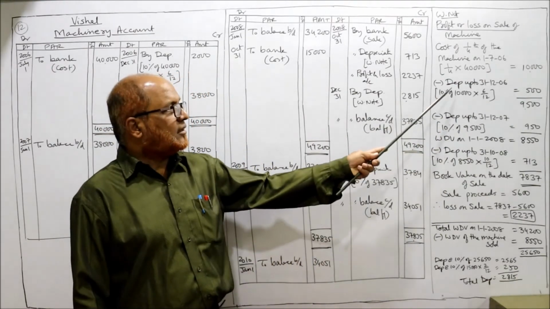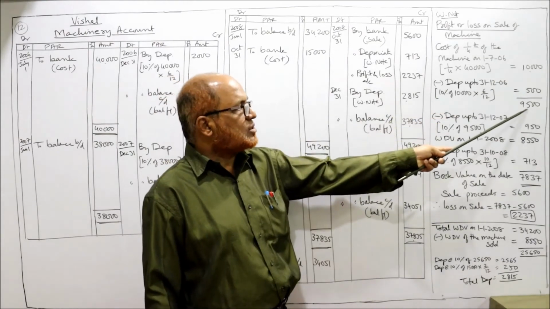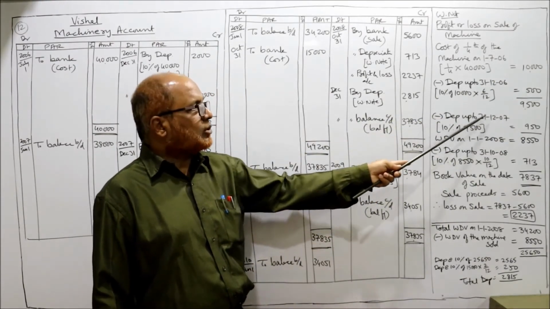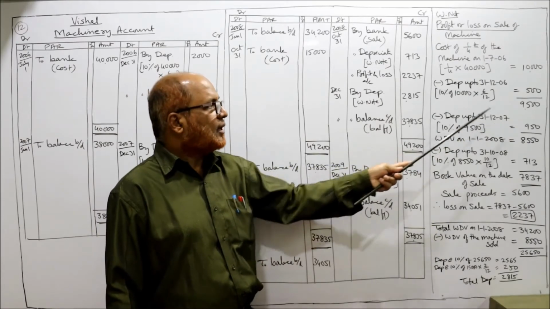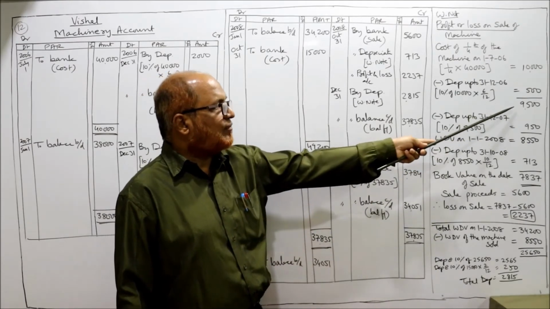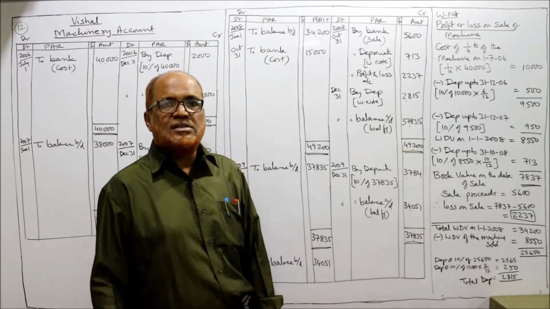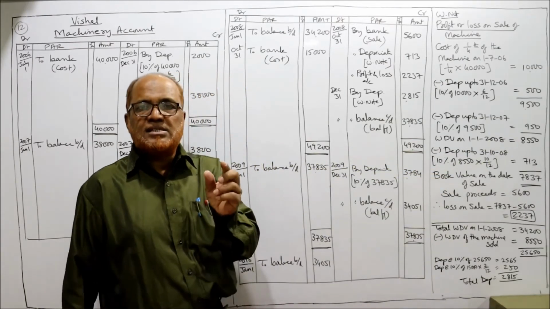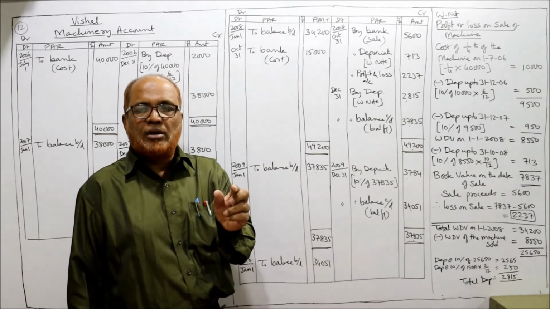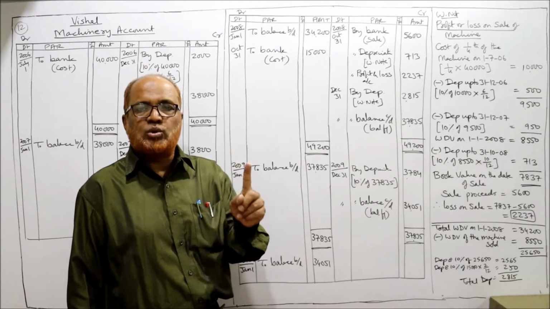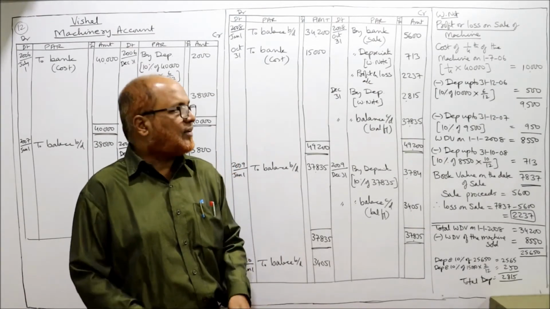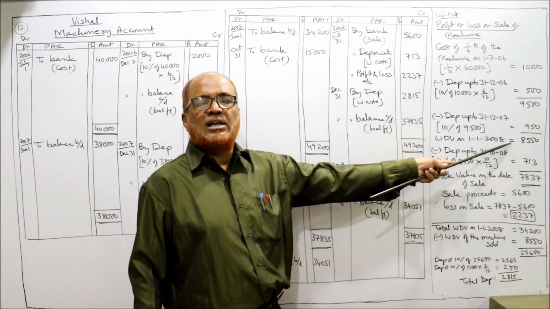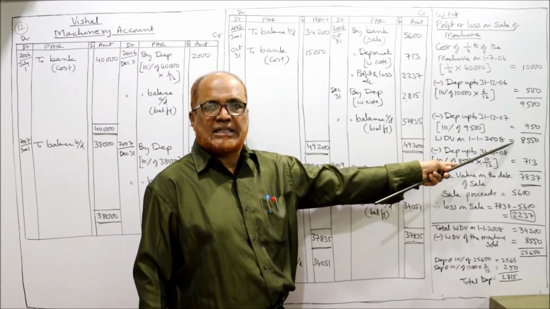During the first year, 500 deducted, 9,500. Now the second year, 2007. Depreciation up to 31st December 2007: 10% of 9,500 is 950 rupees. Subtract 950, 8,550. This is the WDV of the machine on 1st January 2008.